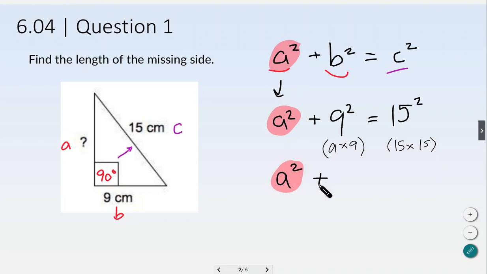So let's go to our 9 squared. 9 squared is 81. Okay, equals 15 squared is 225. So now at this point we have a variable expression, and I'm going to solve for the variable. So what I want to do is essentially isolate the variable, kind of like what we've done in semester one with any variable equation.